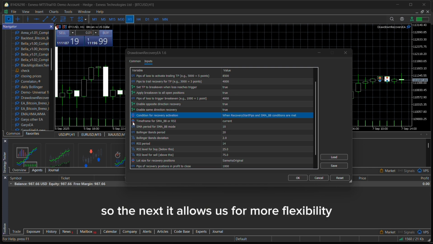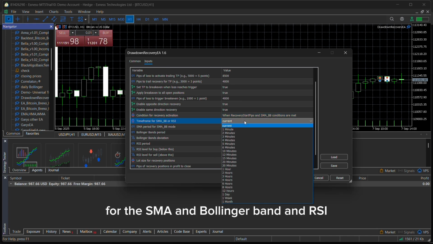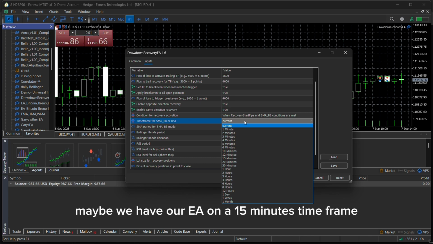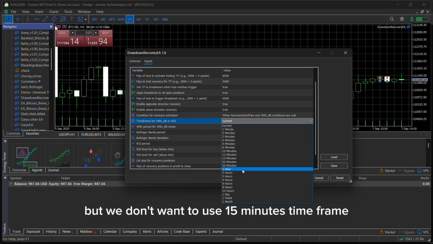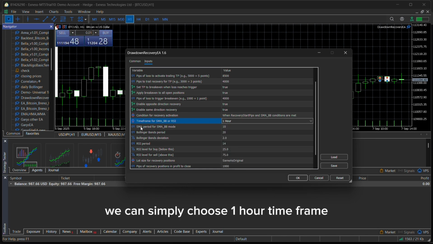So the next allows us more flexibility. We can choose our time frame for the SMA, Bollinger Band and RSI, in case we have a specific time frame we want to use. Maybe we have our EA on a 15 minutes time frame, but we don't want to use 15 minutes. You can simply choose a 1 hour time frame.